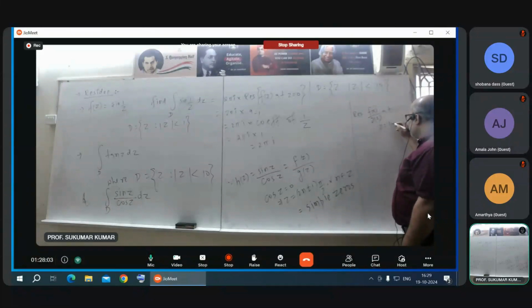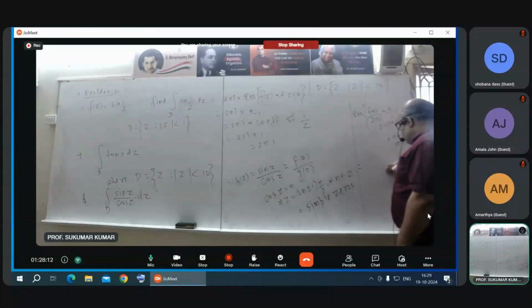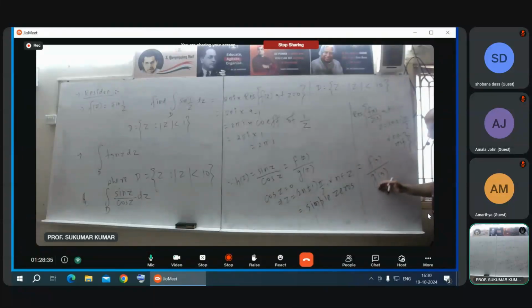At z is equal to (2n plus minus 1) pi by 2 for all n integer respectively. What will come? f of a by g dash of a. Here f of a means sine z, divided by the derivative. What is the derivative? Derivative of cos z is minus sin z. Same point, so minus 1. Correct.